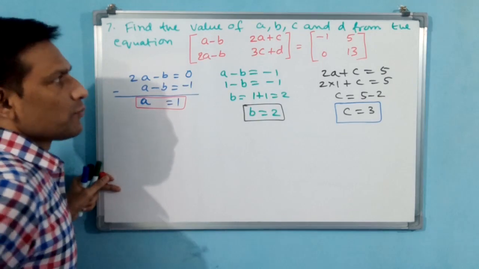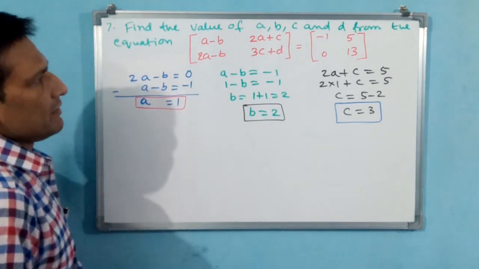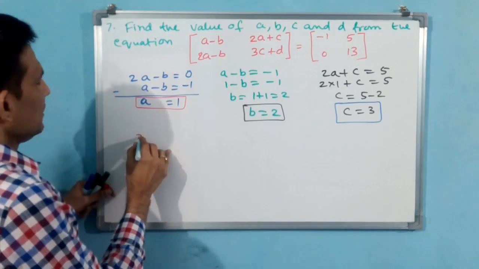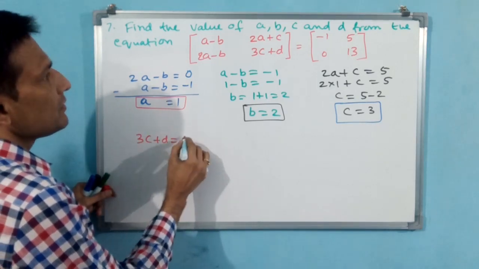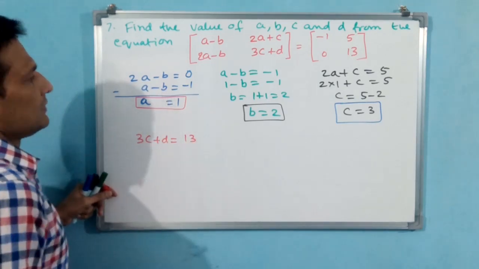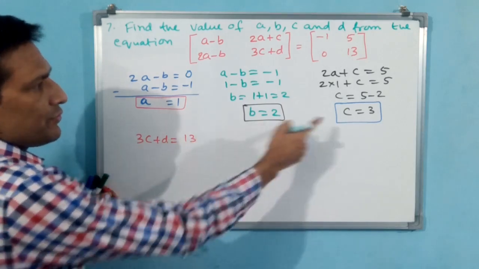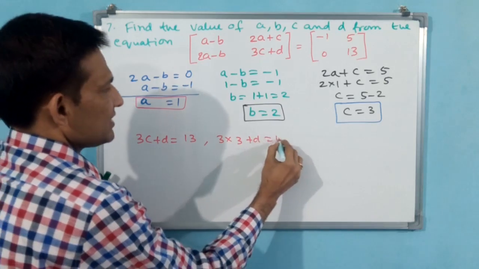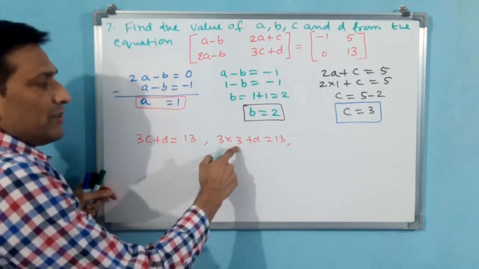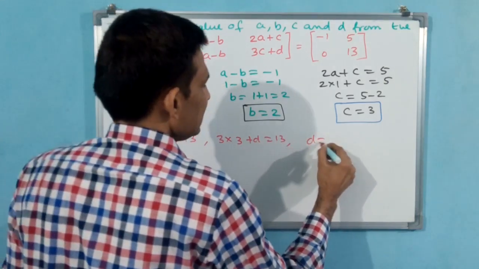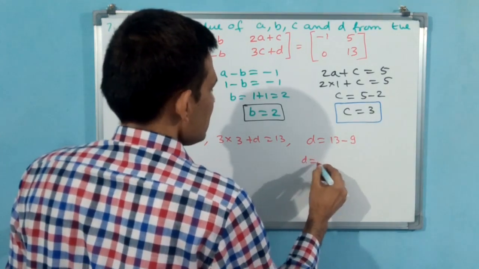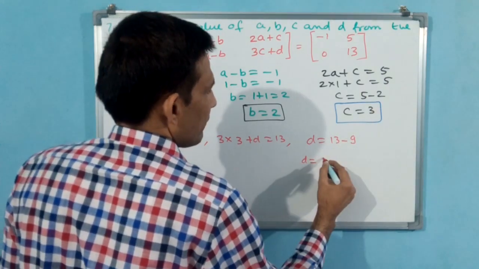Let us go for this fourth one. 3C plus D. Why? Because C you know, then you substitute, then D you are going to get. Write down. 3C plus D is equal to 13. Okay. Then C you know. 3 into 3 plus D is equal to 13. 3 into 3 is 9. You send that side, D is equal to 13 minus 9. Then D is equal to 4.